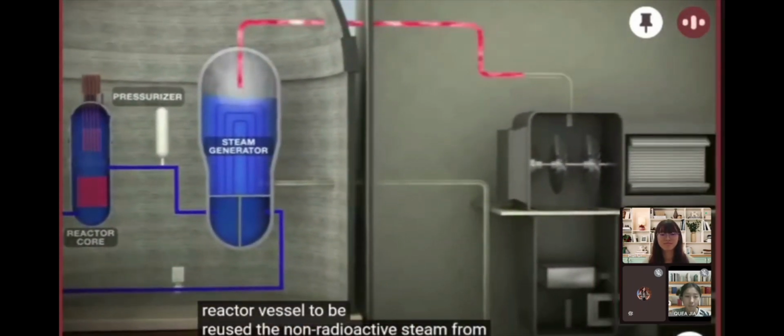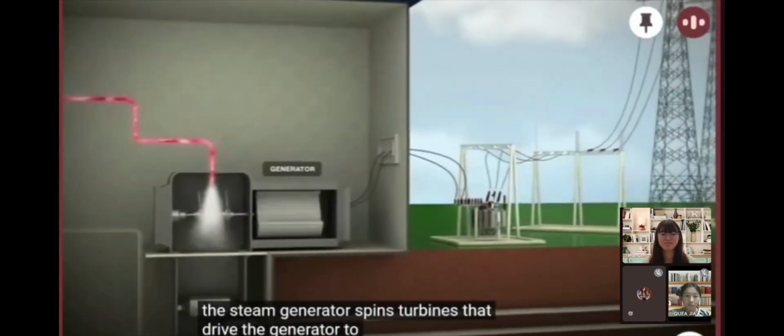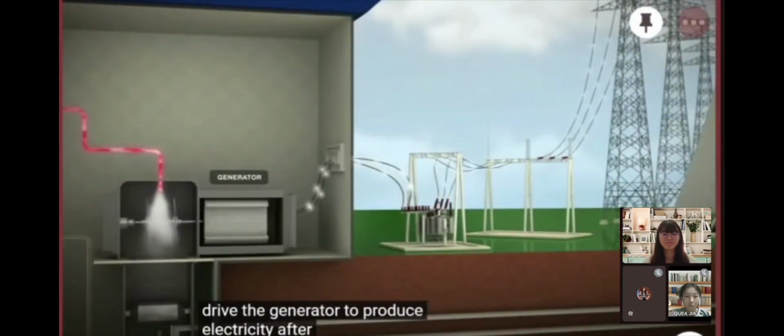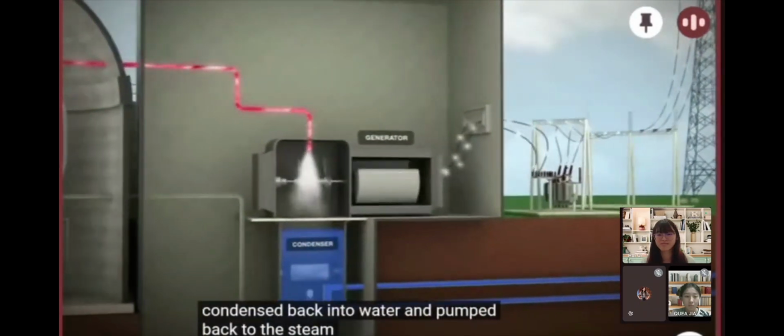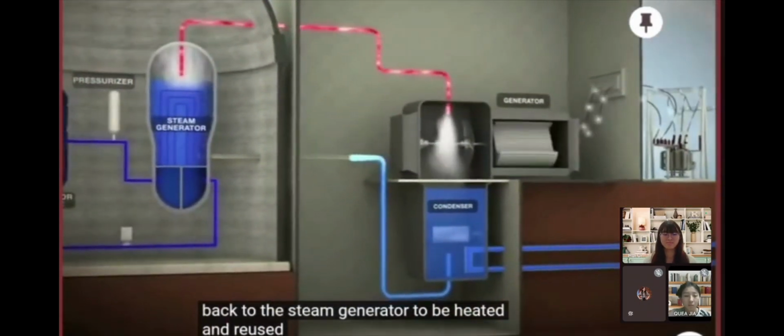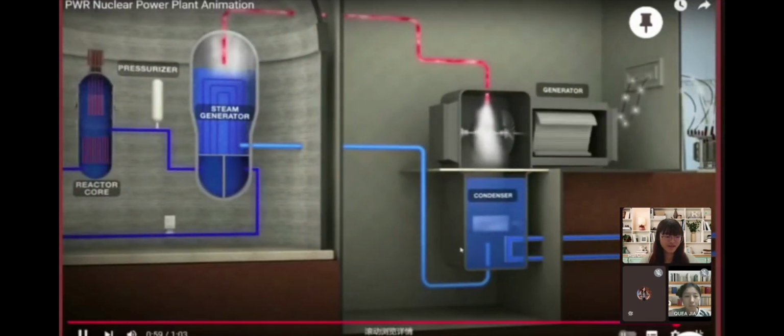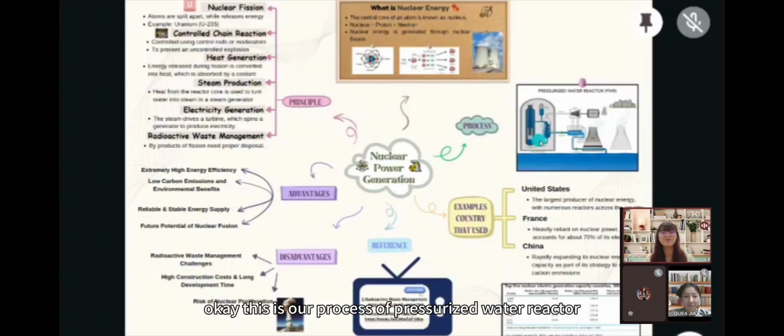The non-radioactive steam from the steam generator spins turbines that drive the generator to produce electricity. After the steam is used in the turbines, it is drawn into a condenser, where it is cooled and condensed back into water and pumped back to the steam generator to be heated and reused. Okay, that's all. This is our process of the pressurized water reactor.